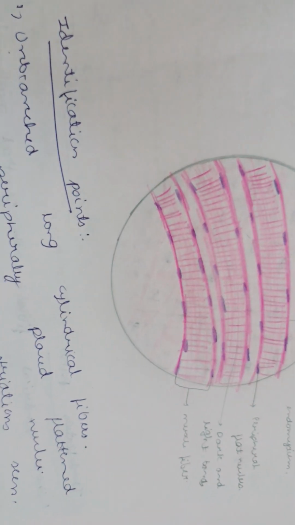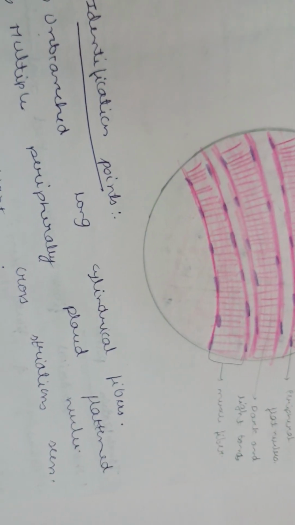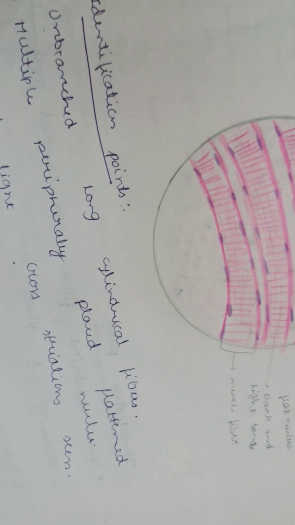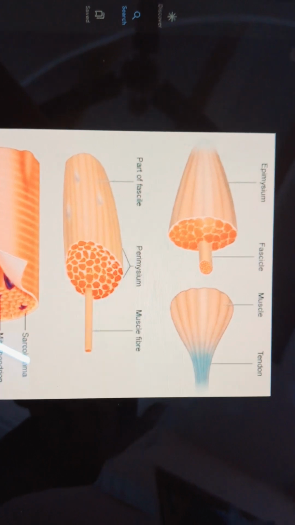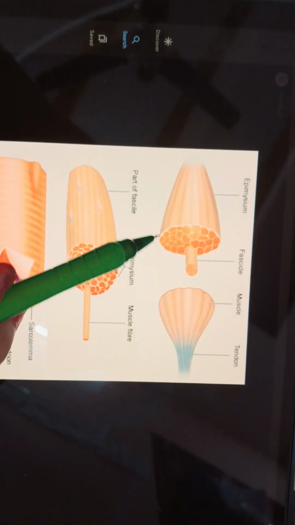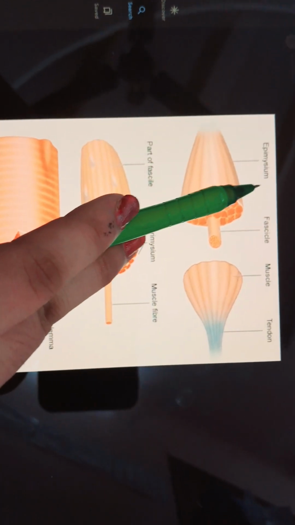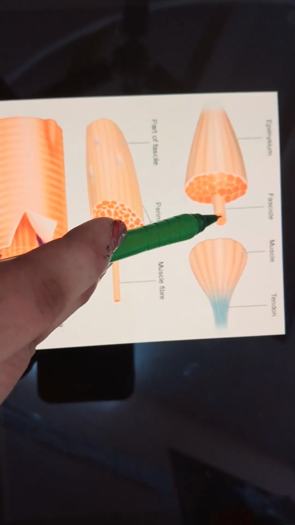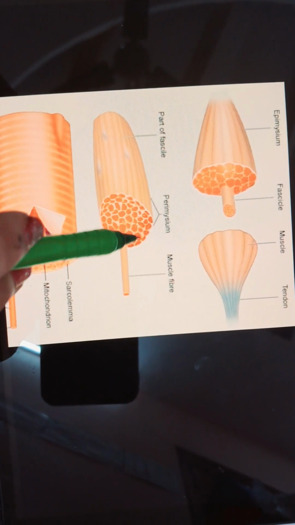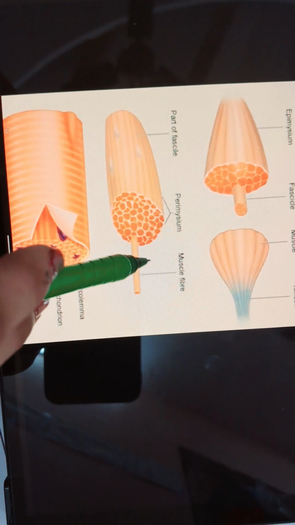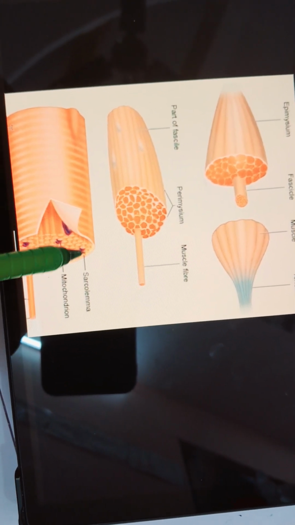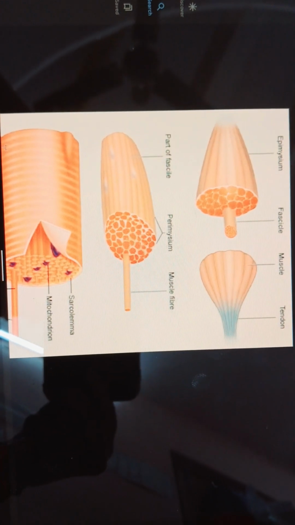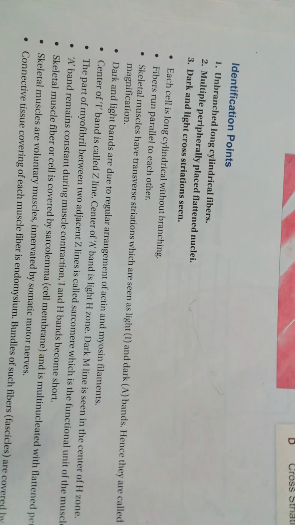Bundles of such fibers, fascicles, are covered by perimysium. Entire muscle covered by epimysium. This is the entire muscle and it is covered by epimysium, and this is the fascicle. Fascicle is covered by perimysium, and each muscle fiber is covered by sarcolemma or endomysium. These are the identification points of skeletal muscle.